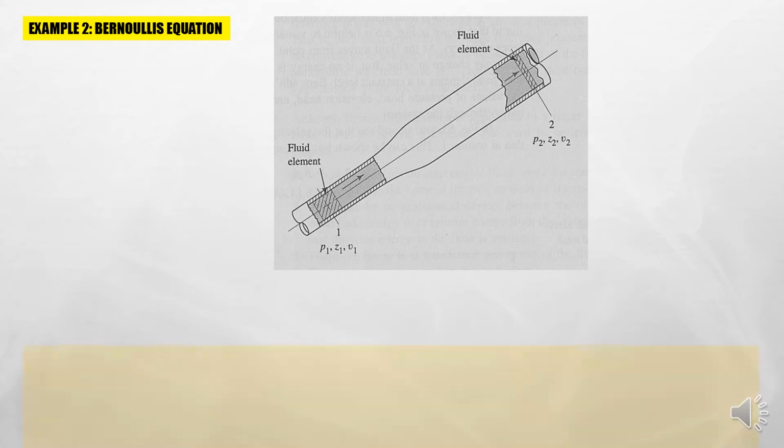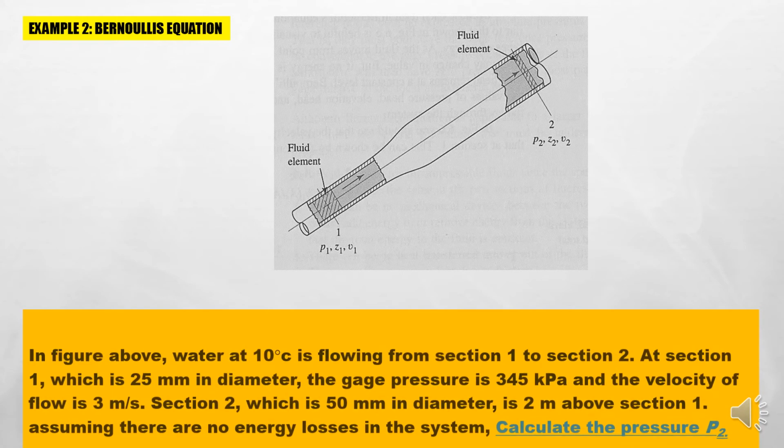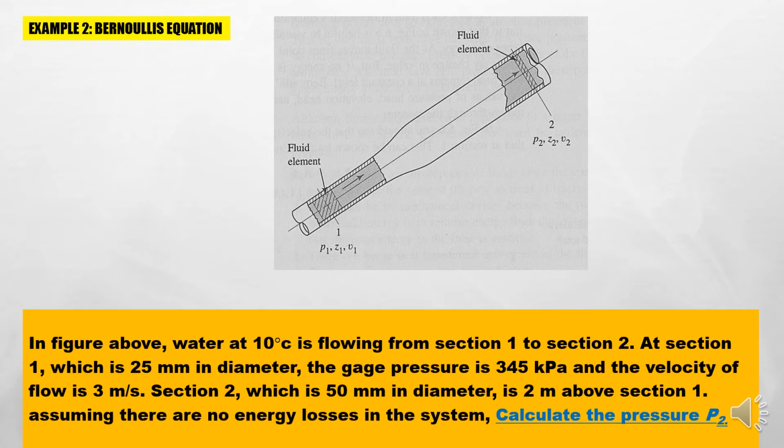Well, you can't really understand Bernoulli's equation until you try to do a problem related to it. So let's try this example. In the figure shown below, there is water at a temperature of 10 degrees C flowing from section 1 to section 2. That means the water is flowing from point 1 to point 2.